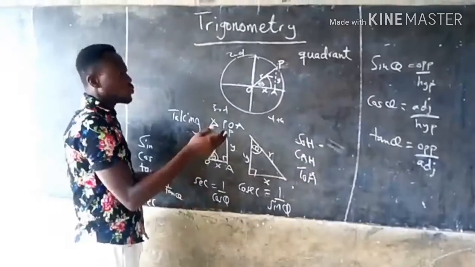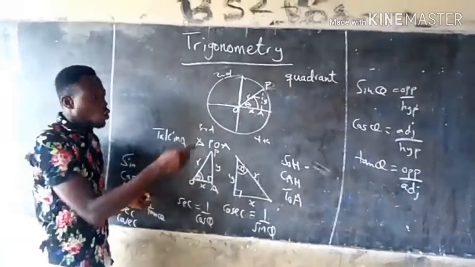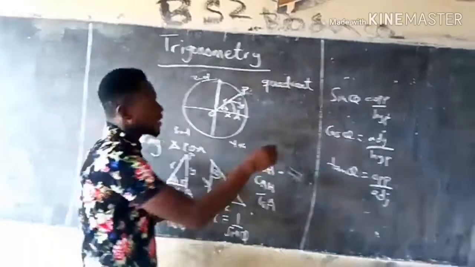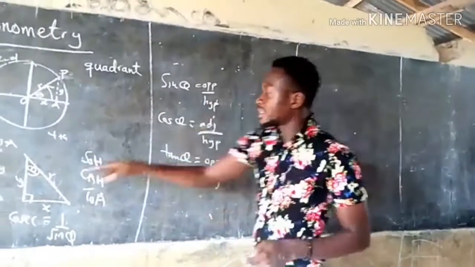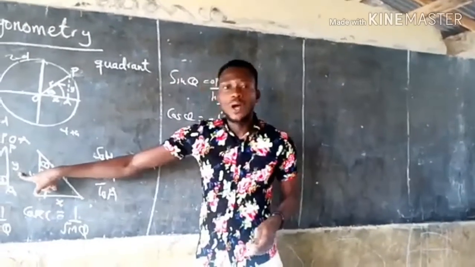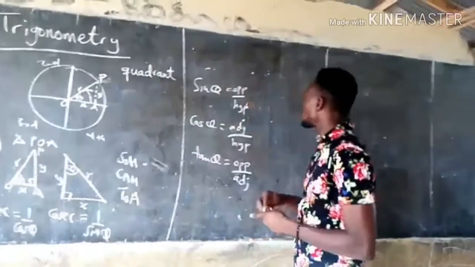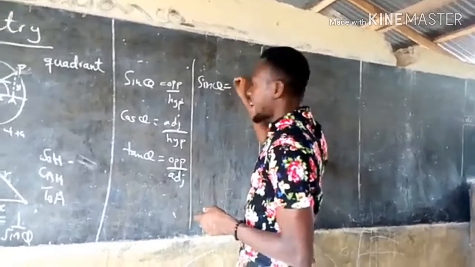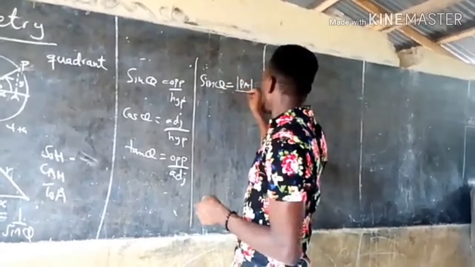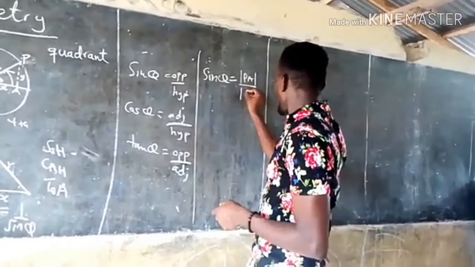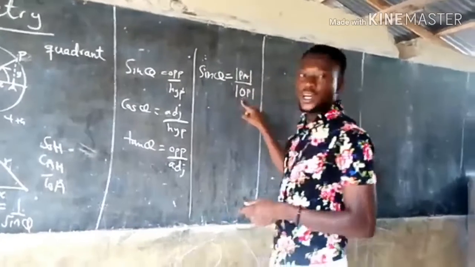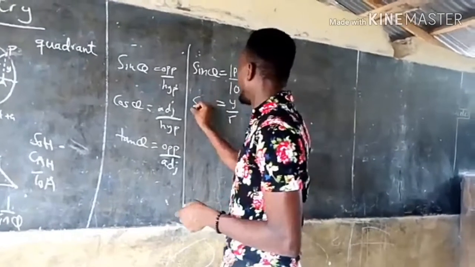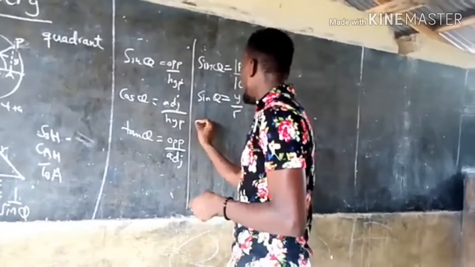Now, how do we write sine theta, cos theta, tan theta using this diagram? Sine theta is opposite over hypotenuse, and from the diagram, our opposite is represented by y, and the hypotenuse is R. So we are going to have sine theta equal to opposite, which is line PA, over line OP. That is opposite over hypotenuse. You are going to have y over r. That is sine theta.